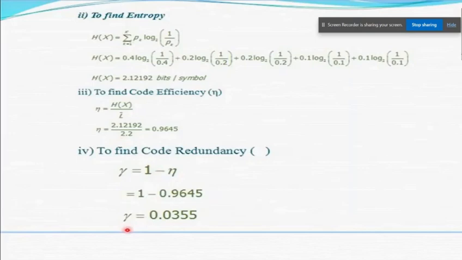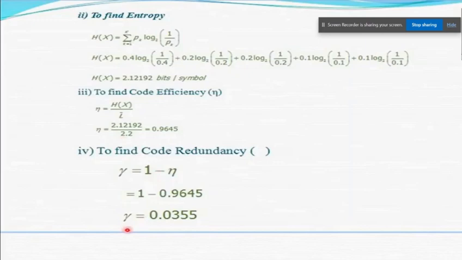To find entropy, we use the formula H of x equals the sum from k equals 1 to K of pk log base 2 of 1 by pk. Here pk is the probability, so using the table we substitute the probability values into the entropy formula and add them all, so that we get H of x equal to 2.12192 bits per symbol.